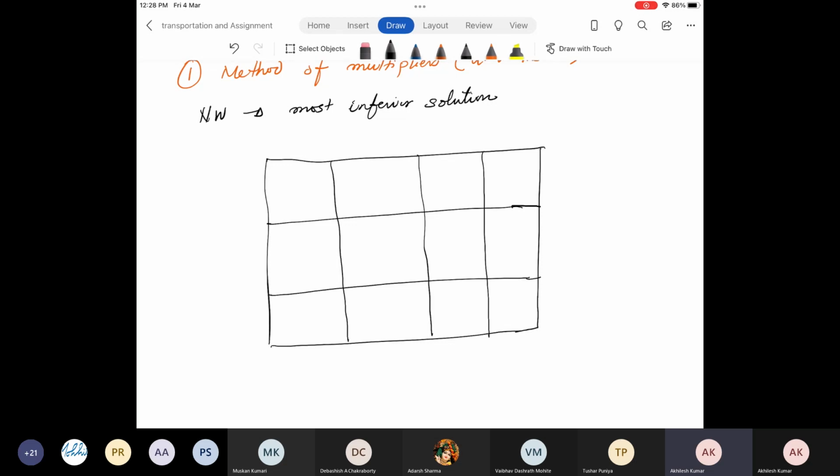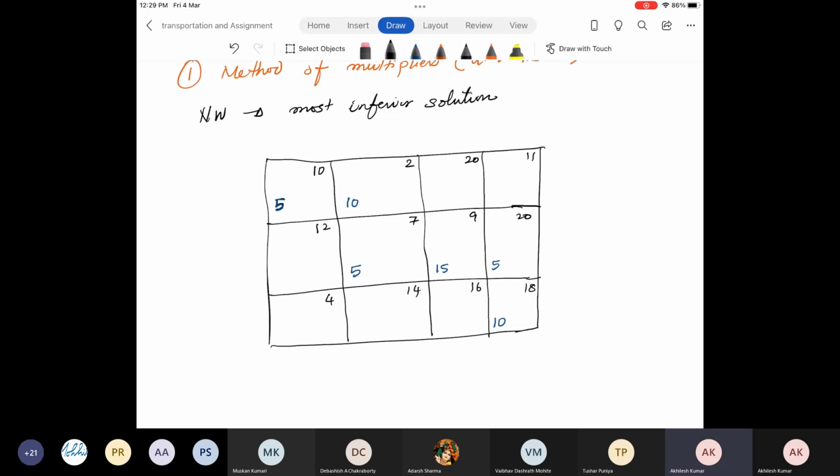First write down all the costs: 10, 2, 20, 11, 12, 7, 9, 20, 4, 14, 16 and 18. I will populate it with the solution I have found for northwest: 5 here, 10 here, 5, 15, 5 and 10. So this is the northwest solution which we have found, and now I will try to see whether it is an optimal solution or not.